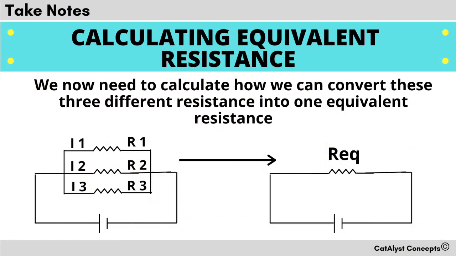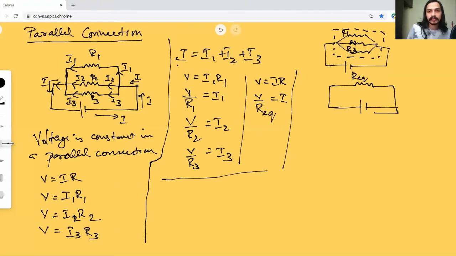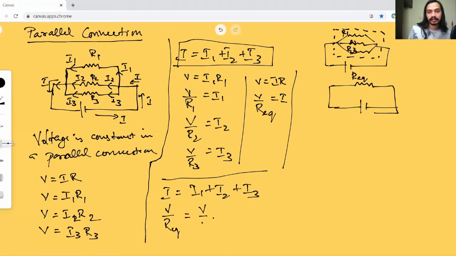So I will say, let me use this formula over here: I equals I1 plus I2 plus I3. Substitute the value in place of I. So I is nothing but V by R equivalent. So I'll say V divided by R equivalent equals I1, which is nothing but V by R1, plus V by R2, plus V by R3.